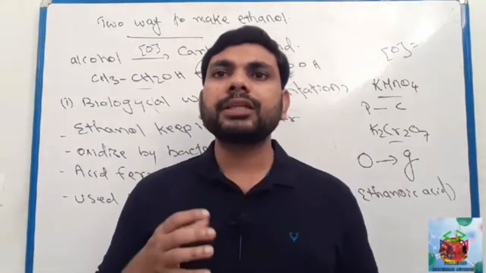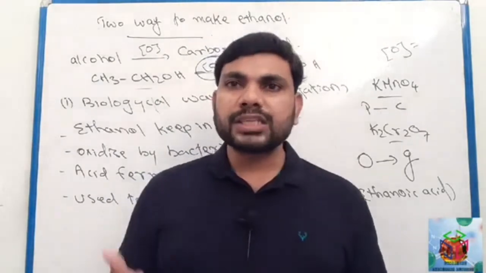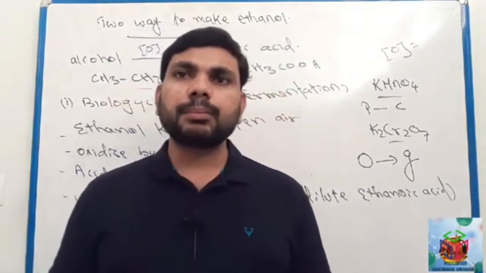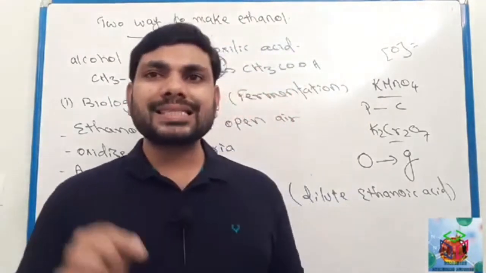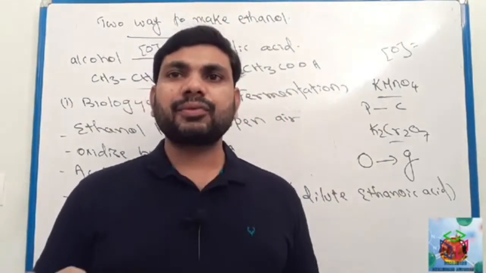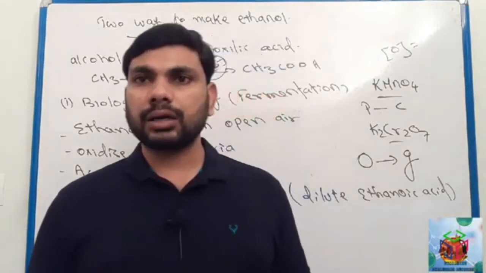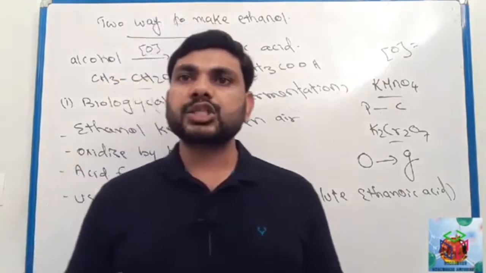So here we have two methods to produce carboxylic acid. One is the biological method and another one is the chemical method. Biological method means acid fermentation. We learned it already. Fermentation means production of alcohol. Sugar will turn to alcohol in the presence of yeast.